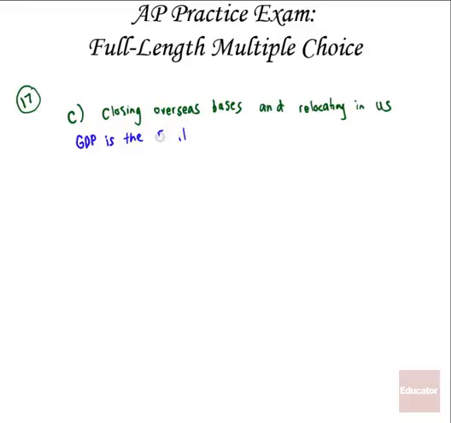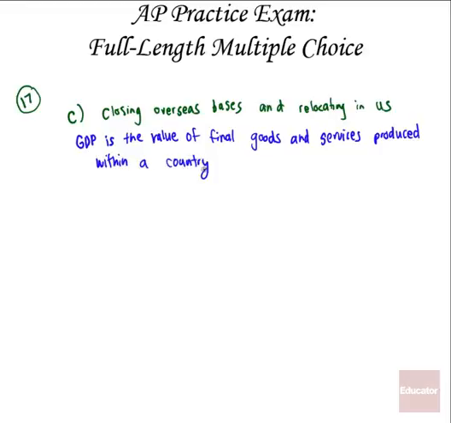Okay, good takeaway here: GDP is the value of final goods and services produced within a country's borders. So the reason why C is the correct answer has to do with the location. If you close the overseas bases and you bring them into the United States, then you're going to increase the U.S. GDP as a result here.